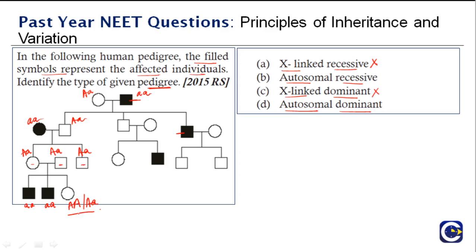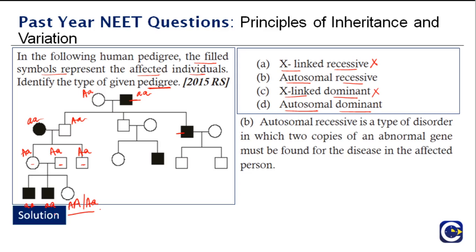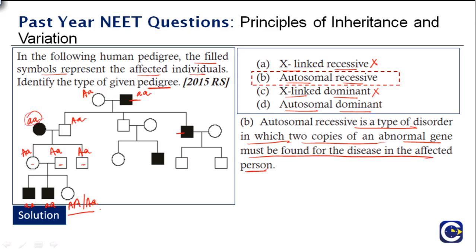So that is how you have to answer such kinds of questions. The right answer here is autosomal recessive, or option B. So try to answer these questions by negating as many options as you can. Autosomal recessive is a type of disorder in which two copies of an abnormal gene must be found for the disease in the affected person. So the right answer is B, autosomal recessive.